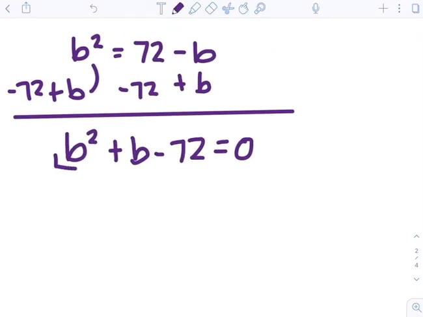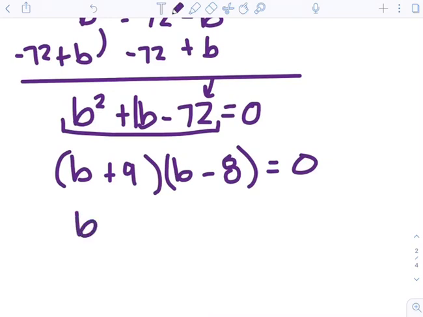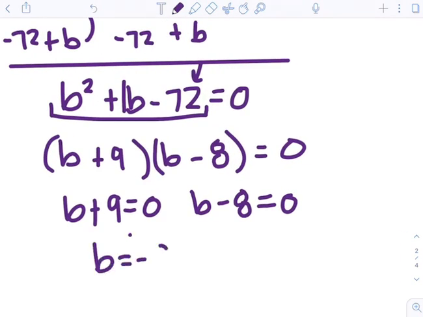Now all you're going to do is look at this side and factor it, right? Reverse FOIL. So it goes b and b, and then it's got to multiply to be negative 72, but add to be positive 1. That's positive 9 and negative 8. Okay, remember then you set both of the parentheses equal to 0 and solve. So b equals negative 9 and b equals 8.